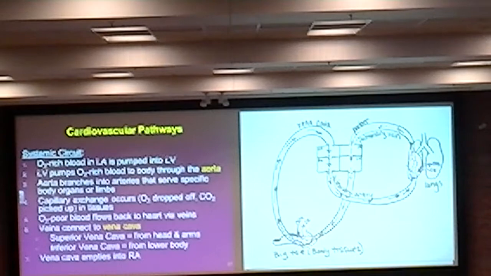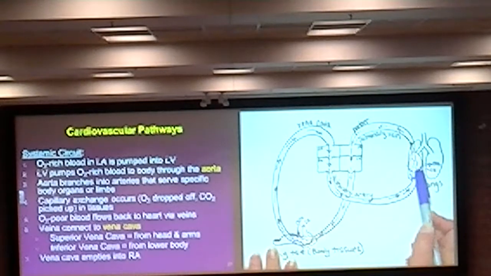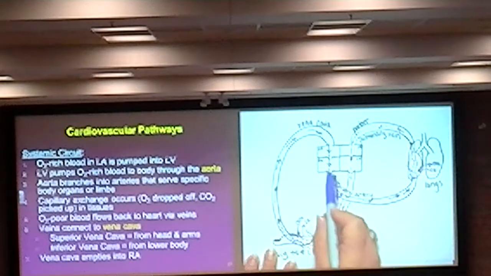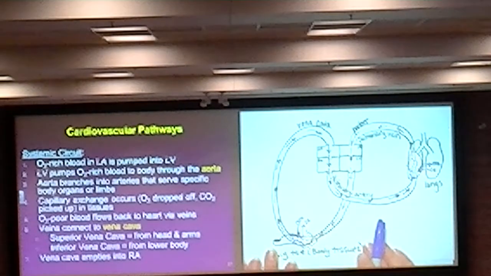Which artery actually has oxygen-poor blood in it? It's in the picture. Yeah, I heard somebody say it. The pulmonary artery. The pulmonary artery actually has oxygen-poor blood in it because it's taking the blood from the right side of the heart, and it hasn't made it to the lungs yet to pick up more oxygen. So this is the one artery in your body that doesn't have oxygen-rich blood in it. Most do, this one doesn't.